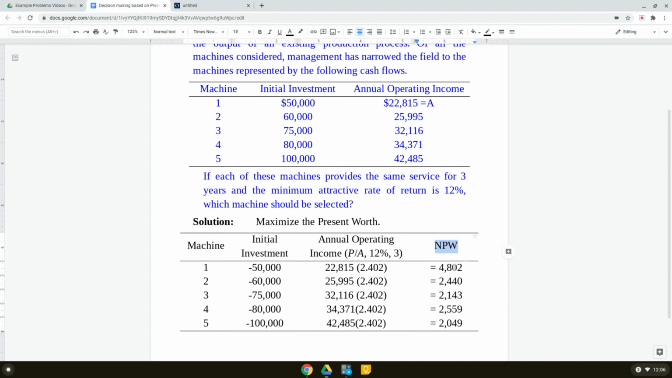Same way we calculate that for each of the alternative machines, and you will see that the best option is the one that maximizes your net present worth, and looks like the lowest cost option, $50,000, with 22,850 in annual operating income, turns out to be the best choice because its NPW is 4,802, almost double of all of these other options. So no brainer, machine 1 should be selected.